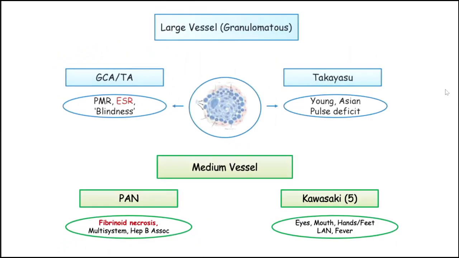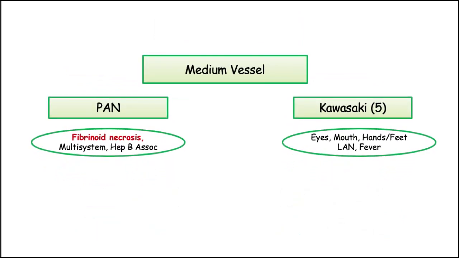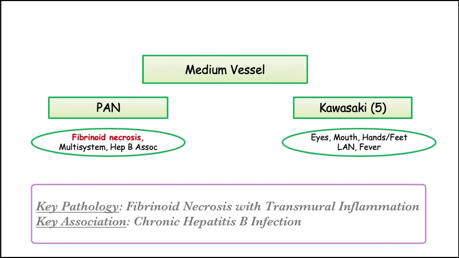Medium vessel. So PAN, they love the pathologic description, fibrinoid necrosis with transmural inflammation. You promise you have that? So the 20 questions I give you that all say fibrinoid necrosis with transmural inflammation, you'll know that's PAN, right? And then, what they then do, it's still multi-system, GI, neuro, skin, but they love this association with hepatitis B. So these are the notes you have to have on polyarteritis nodosa. I just made that so simple for you.